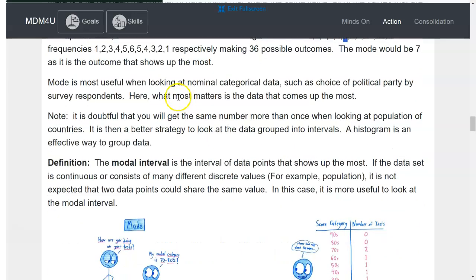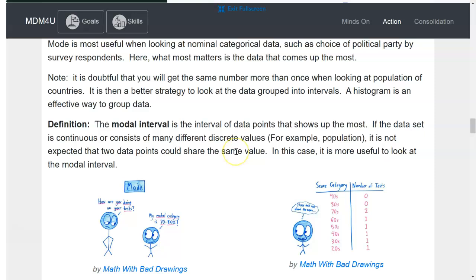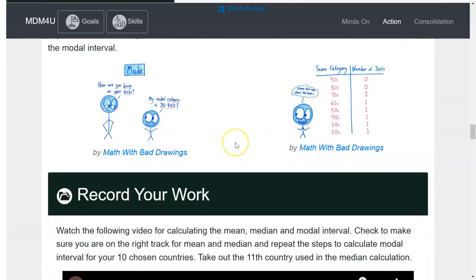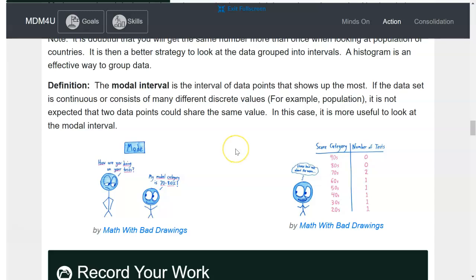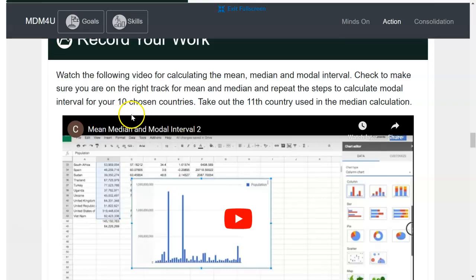So it's the mode. The modal interval is very similar to mode, except that in this case, we're not looking at specific data points, but we're looking at a range or an interval of data points. So if you have things like scores in the 90s, the 80s, the 70s, the 60s, all the way through, which one is repeated the most common is scores in the 70s. So that will be the modal interval. So it's the mode, but it's not an actual number. It's an interval.